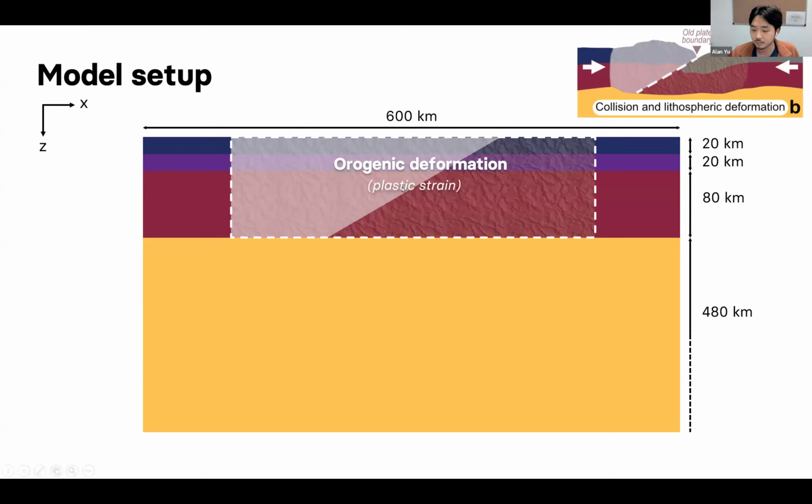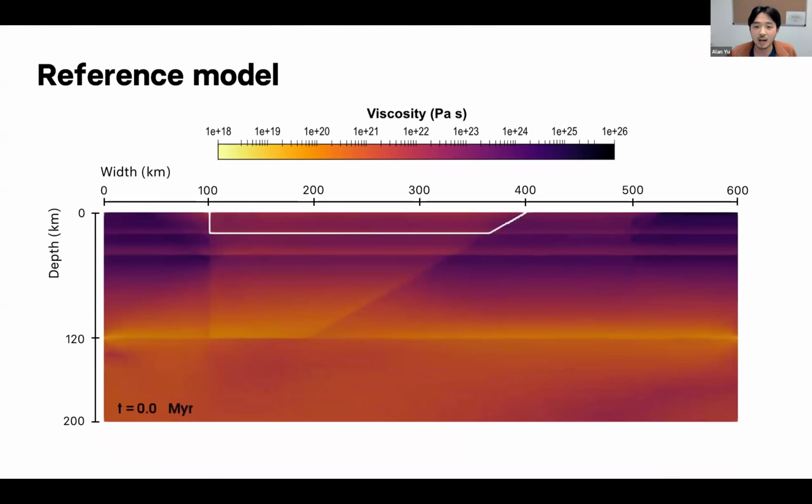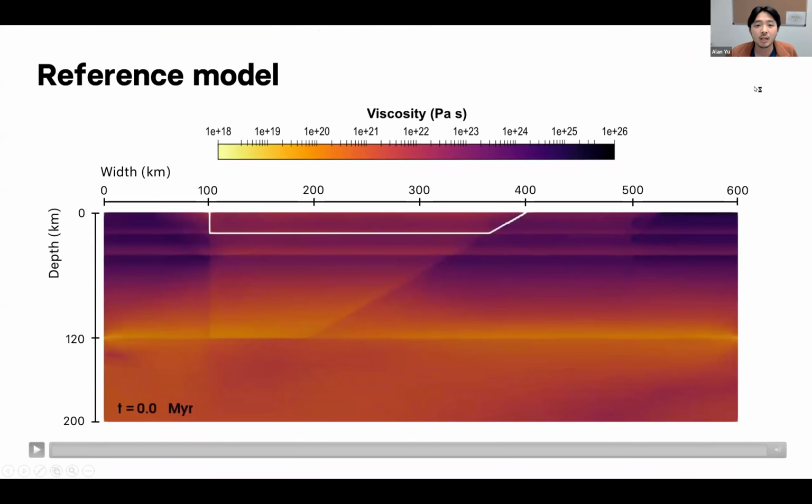initial plastic strain. And this is the starting stage of our models, in which we then extend the lithosphere from the side, and we add inflow from the bottom to compensate for the loss of mass. And this is what we're trying to model here.